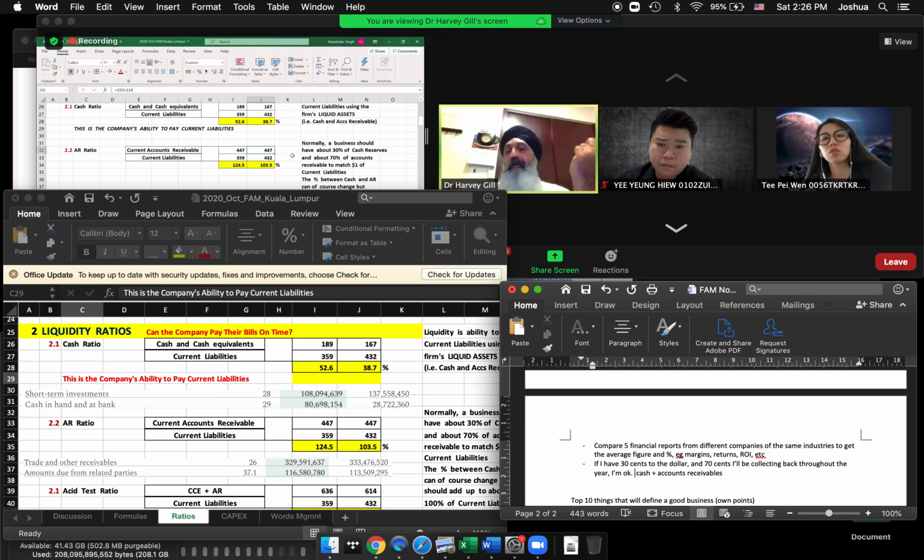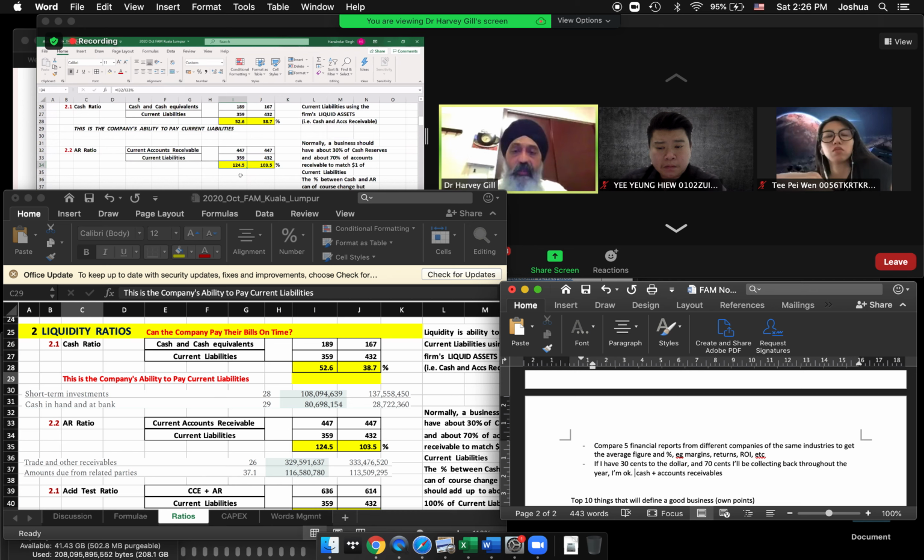Yeah, how is the situation going? Is it improving or worsening? Here you find that this year their current liabilities came down from 432 to 359. Yeah, but their accounts receivable remained the same, 447. So effectively they are giving more than $1. Yeah, they are giving 124, if you like, of credit to their customers for every $1 of credit that they are enjoying.